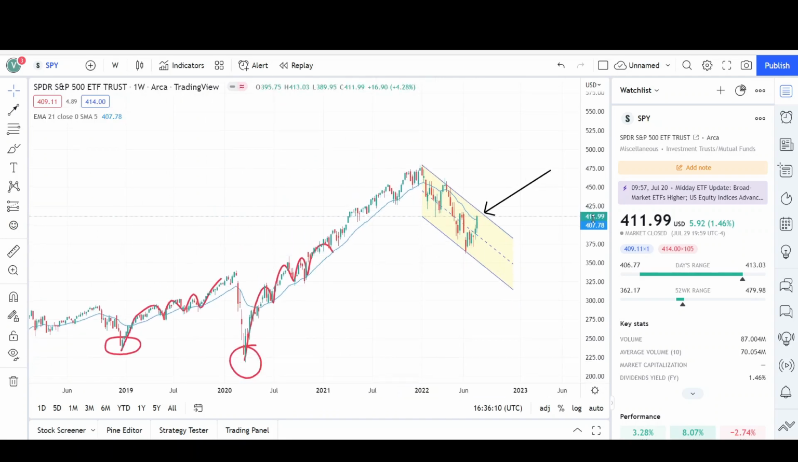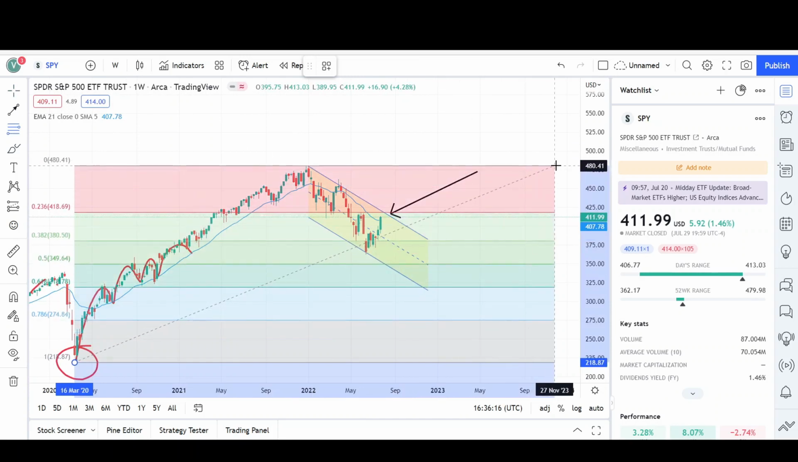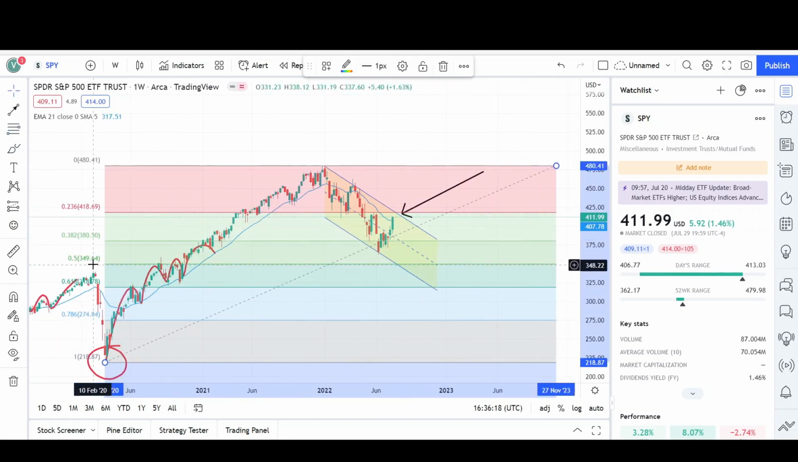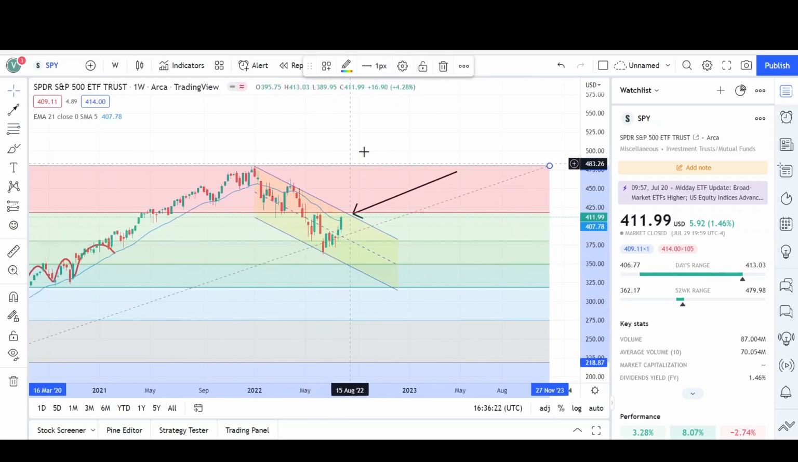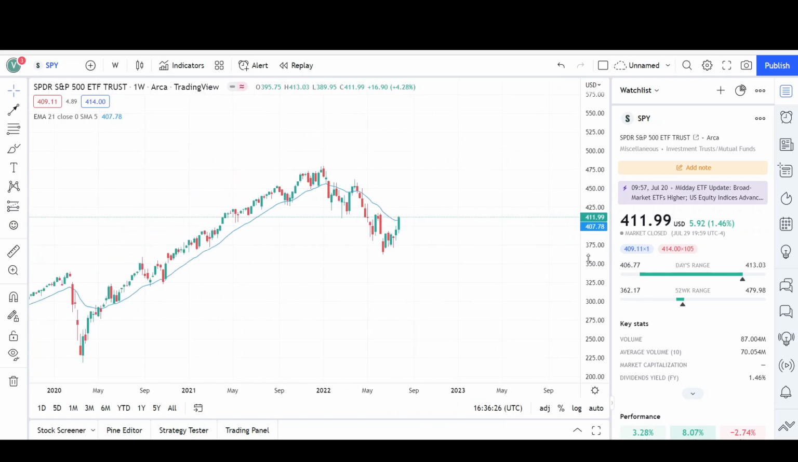Let me zoom out on the chart. Let's do a Fibonacci retracement from the lows to the highs. You can see that we didn't even pull back to the 50% yet, which I still think we can. But again, nothing is guaranteed in the market. This could be a bottom. Just have to wait to see how it develops.